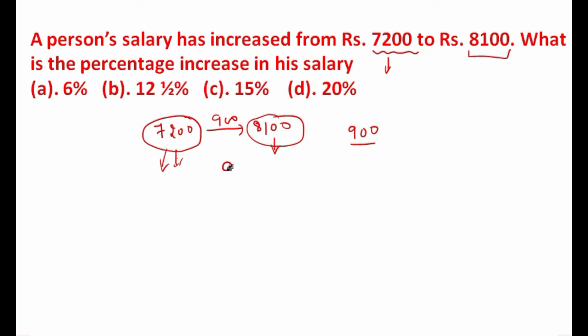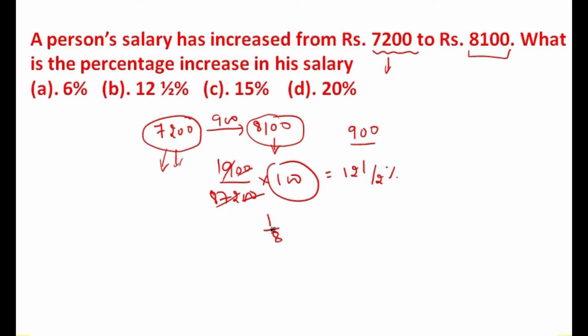Look here, you have to write it like 900 by 7200 into 100. I have already told you, don't touch this 100. The 0s get cut, then 9 becomes 1 by 8. You know the fraction value of 1 by 8? It is 12 1 by 2%. I have told you all this, right? If 1 by 8 is a fraction, then how to convert it into percentage? 1 by 8 into 100, which means 12 1 by 2%, right? Okay, fine.